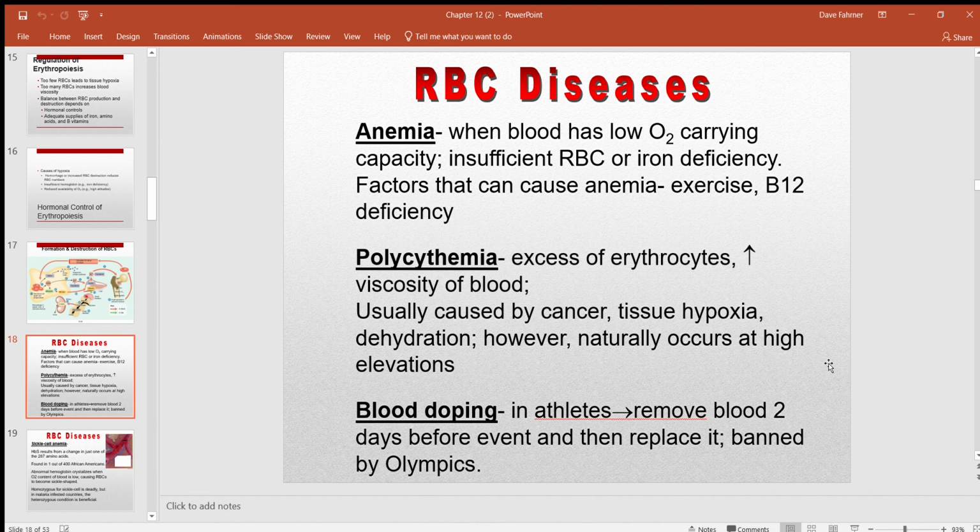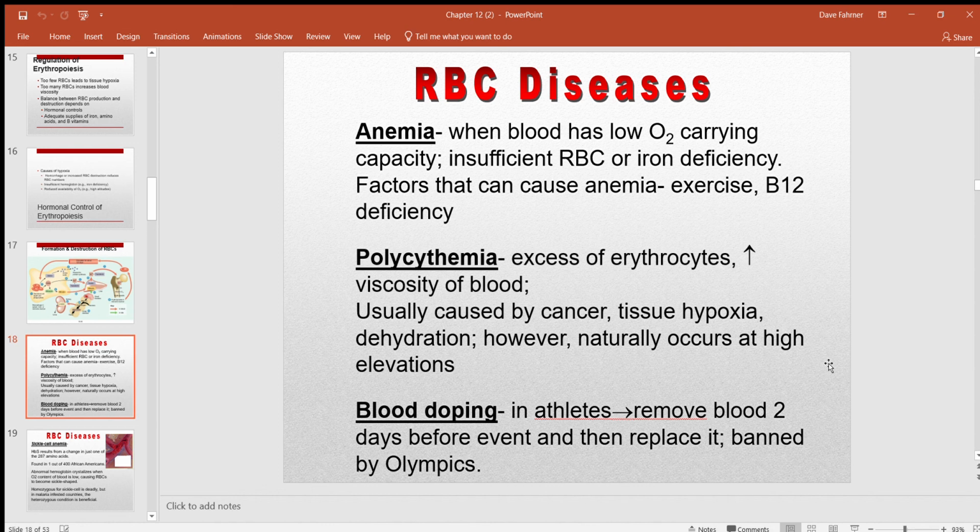And another disorder is called polycythemia, which is where you have an excess of red blood cells, which means your blood is way too thick. And usually this isn't a normal condition. This is usually caused by cancer or sometimes the chemicals that come with cancer.